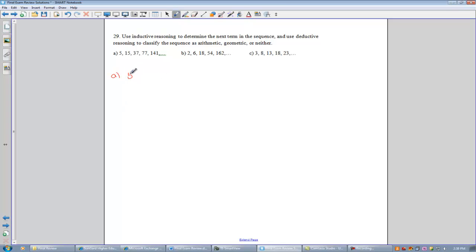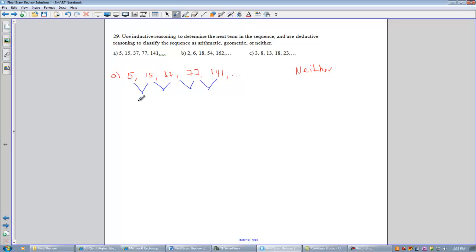And so I can take 5, 15, 37, 77, and 141, and I can conclude that this type of sequence is neither arithmetic or geometric. And then I can find the next term in the sequence by using this method of successive differences, or what I like to call the web. So the idea is you subtract these numbers.